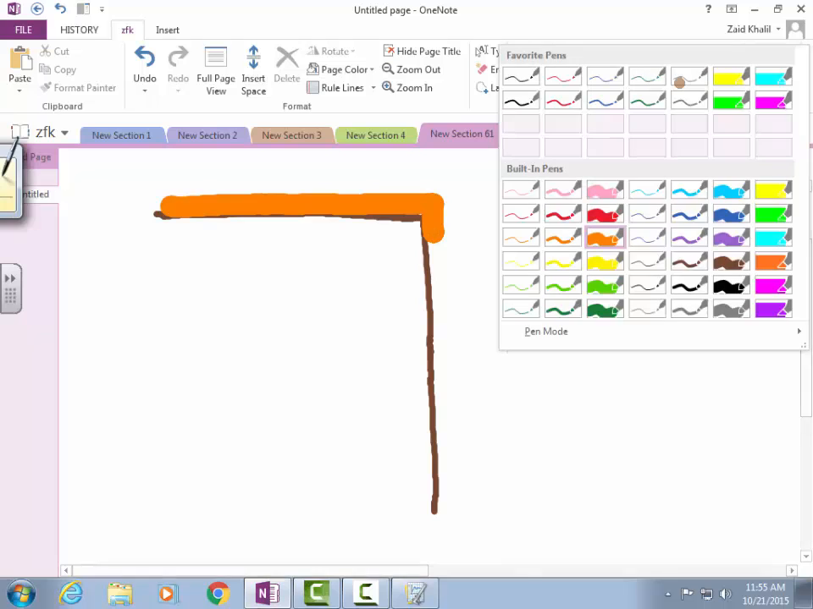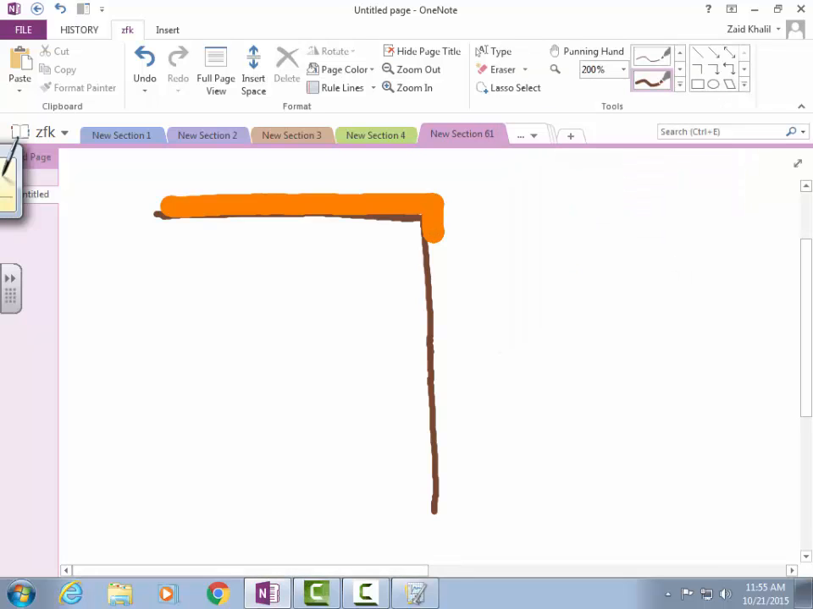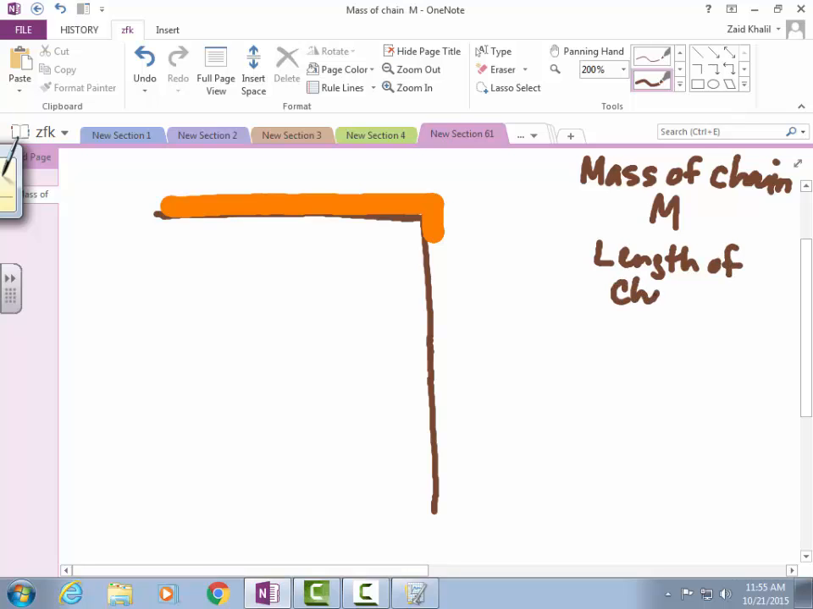Okay. So now I need to give you some parameters. Mass of the chain is m. Length of the chain is L. That's right. You guys are pros already. So we know the mass, we know the length, right?